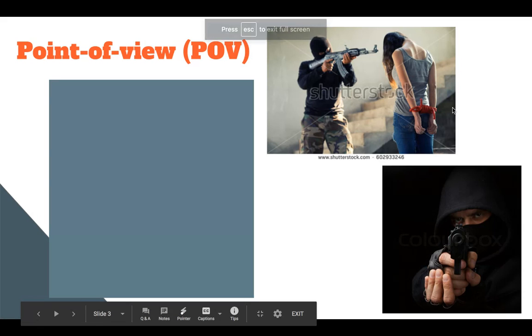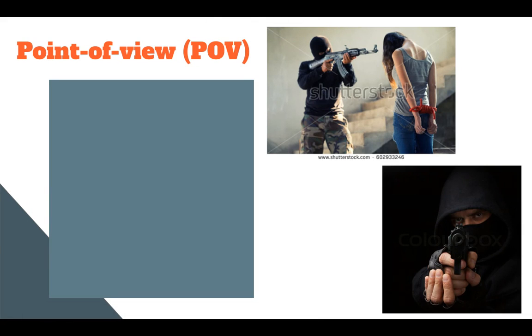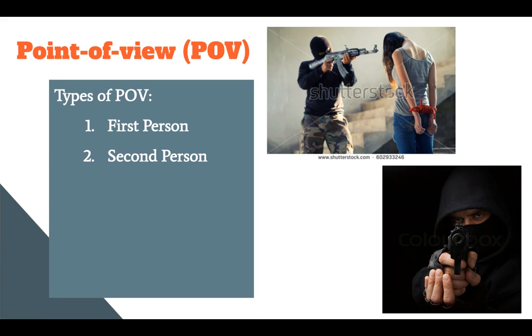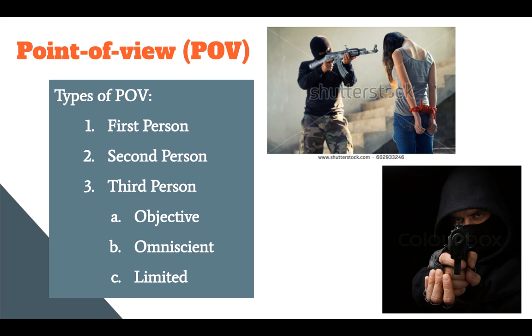So, point of view has to do with the perspective from which the story is told. So, in a book or a movie, who is the narrator? Who is the main person telling the story? The main types of point of view are first person, second person, and then third person. And amidst the third person point of view, there are three different types that we're going to look at: objective, omniscient, and limited.